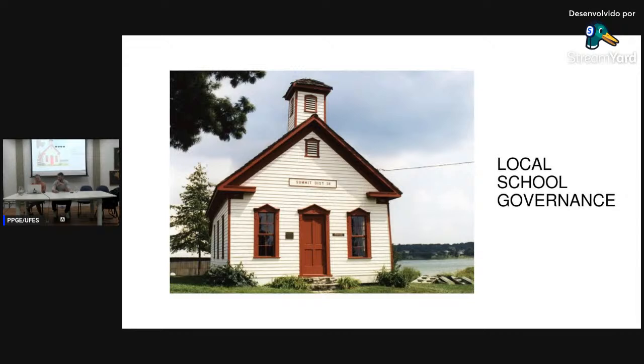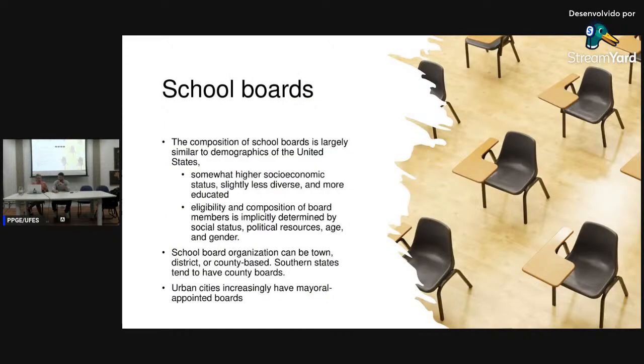So school boards are usually similar to the demographics of the United States. They tend to have slightly, somewhat higher SES, the people who run the schools, a little less diverse, a little more educated, but overall they tend to represent the communities that they're serving.